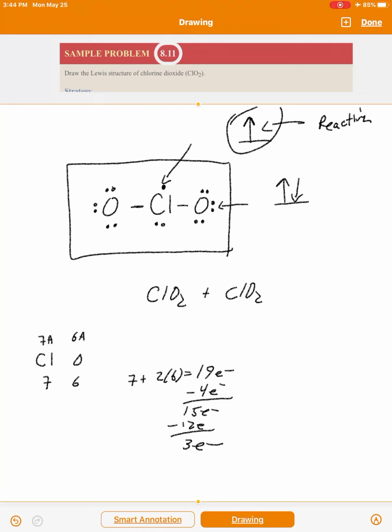So there we go. You get the surrounding atoms up to 8, and then for the central atom, if you have additional electrons, just add them. If you have an odd number, it's just going to be an odd number, and that's your Lewis structure.